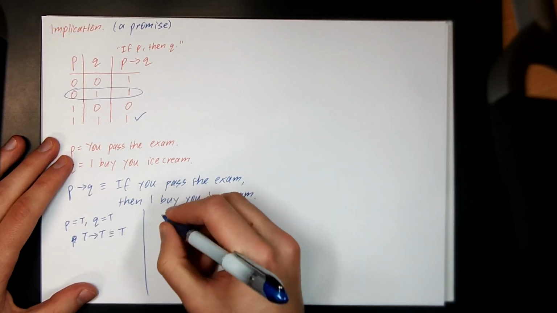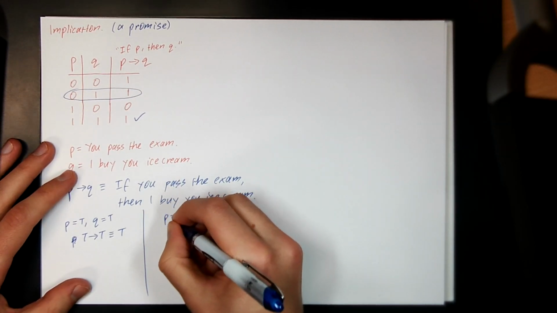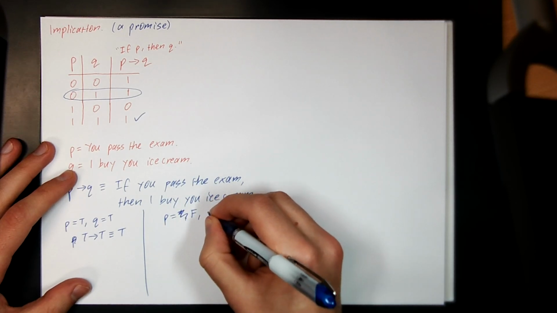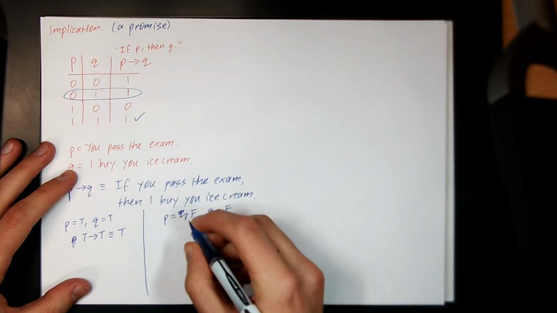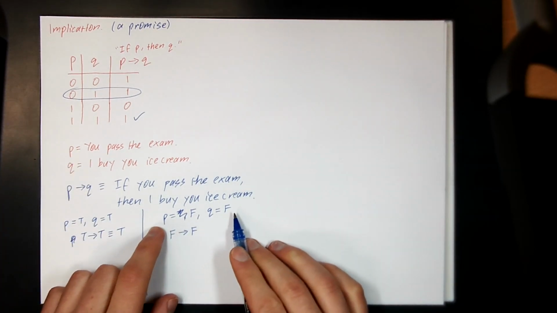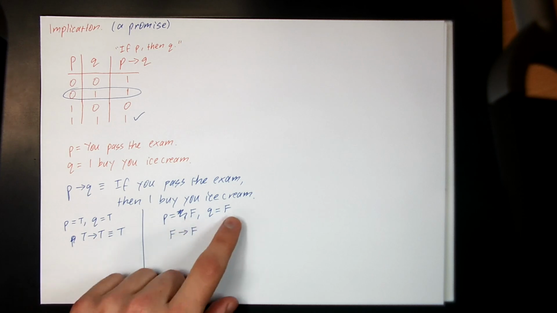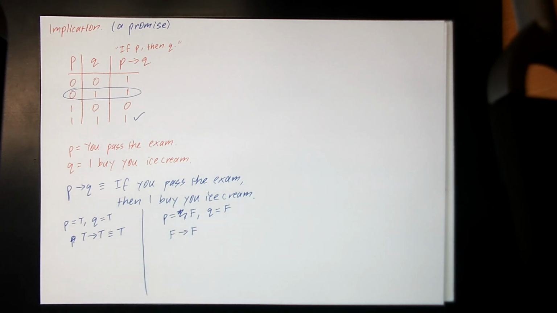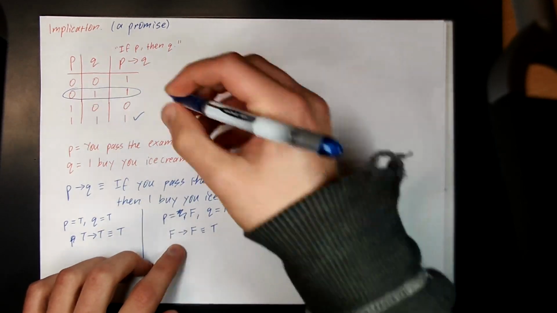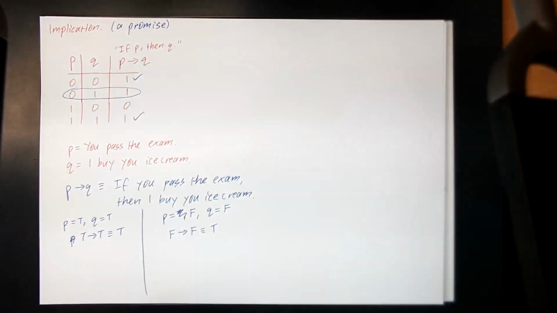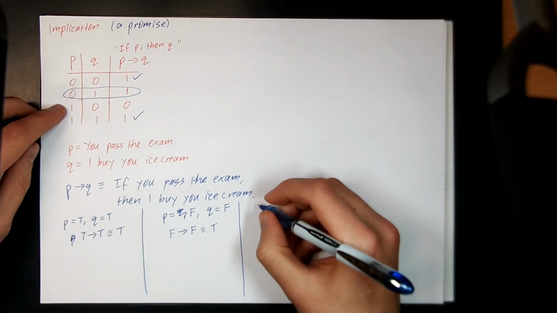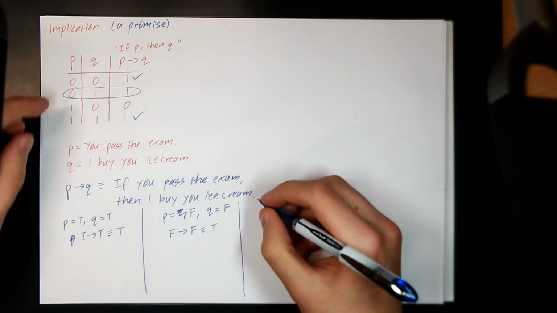Okay. Do the next easy case. P is false and Q is false. So false implies false. This is the state where you failed the exam and I didn't buy you ice cream. I mean, I kept my promise, right? So false implies false is equivalent to true. So this one's okay. This one's a little bit weird, so we'll do the third easiest, and then we'll save the tricky one for last.